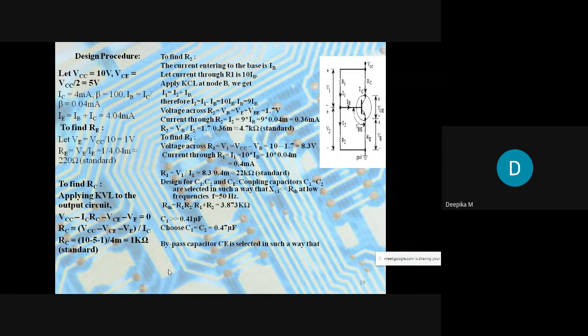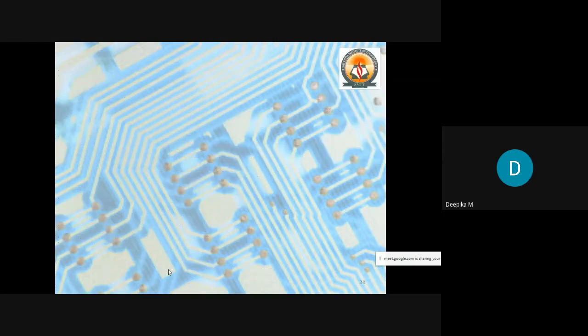Bypass capacitor CE is selected in such a way that the reactance XCE is less than RE. And CE is usually greater than 7.23 microfarad. So this is with respect to the designing part.